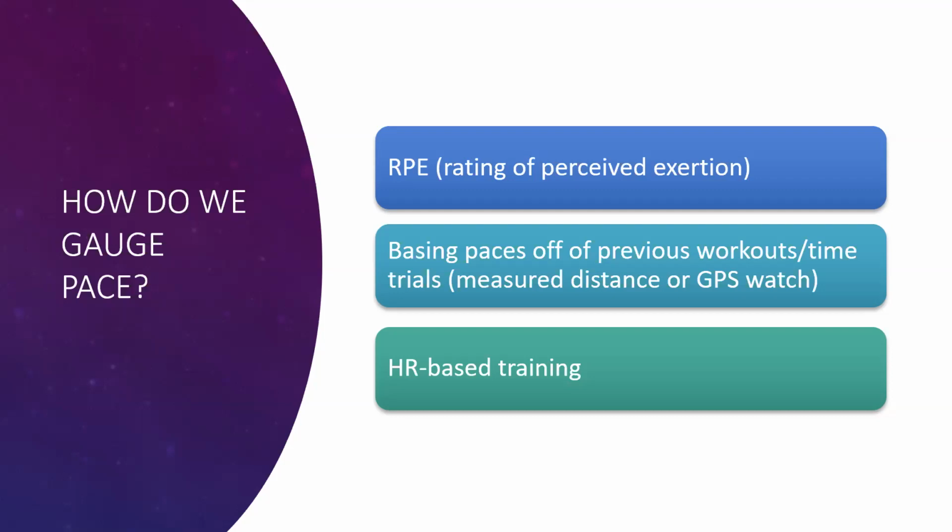You can base paces off of previous workouts or time trials. So if you've done a 10K time trial, you can base intervals around there, or a 5K time trial. You could use a measured distance like a track. You could use a GPS watch, that sort of thing. Or you can do heart rate based training, which I'll get into next.